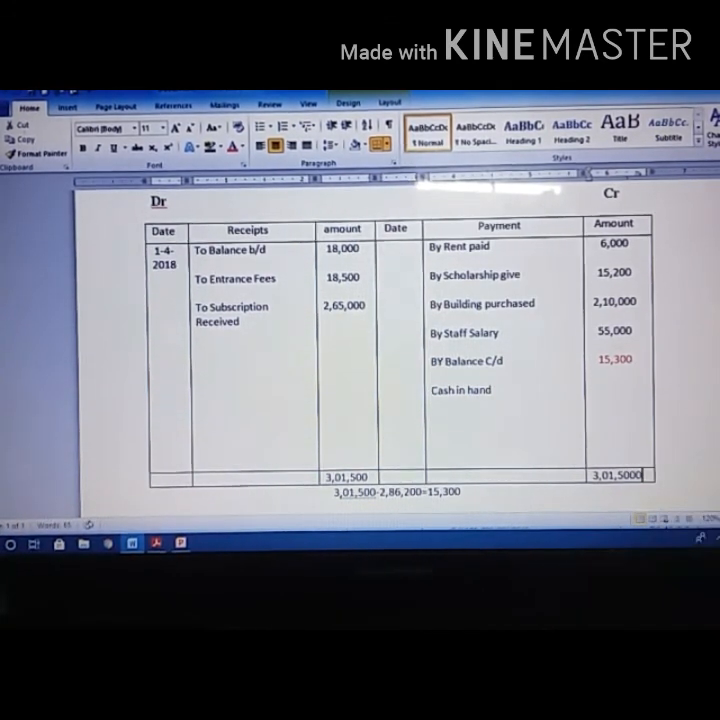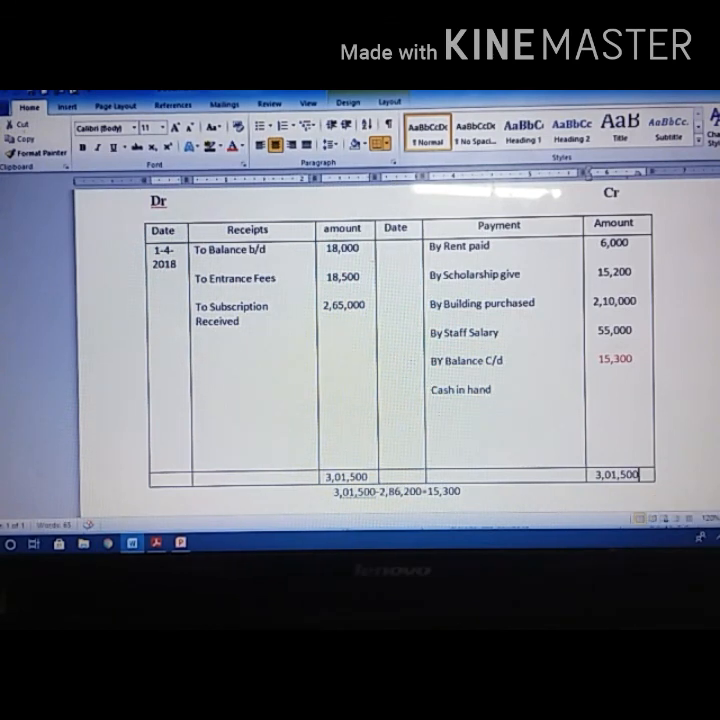After writing this, you have to find out the balancing figure. From the highest value, if you subtract the lowest value, you get the difference. If the debit is more than the credit, then the difference you have to show on the credit side. If the credit is more than the debit, then you have to show this amount on the debit side. So in this sum we are getting the balancing figure, and we have to show this on the credit side, because the credit side is lesser than the debit side. Likewise you have to prepare problem numbers 1 and 2.